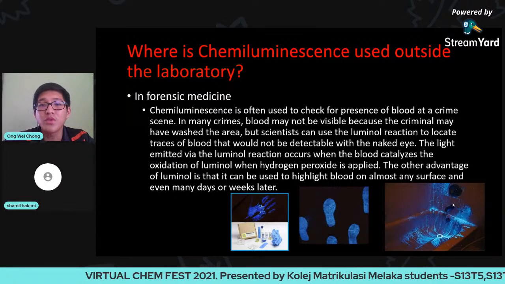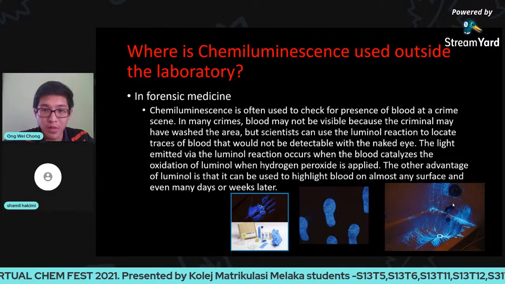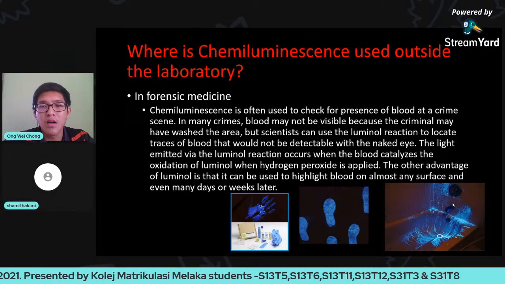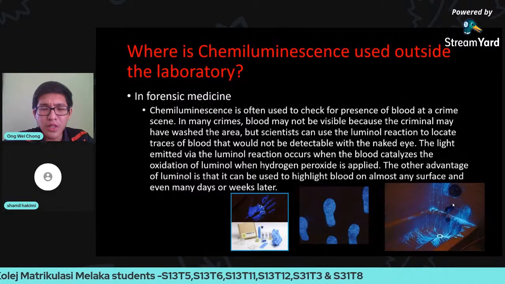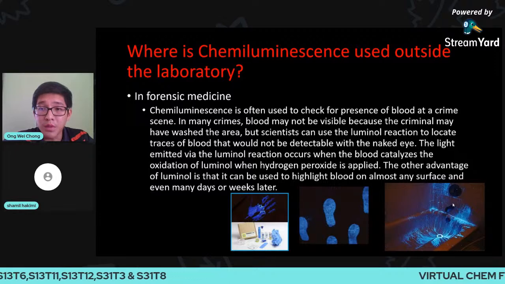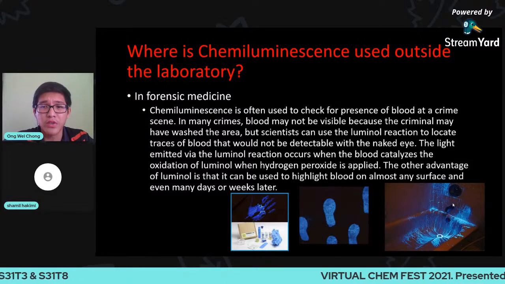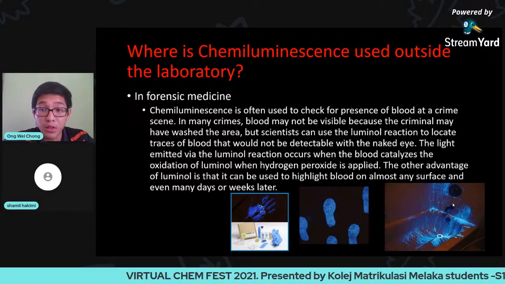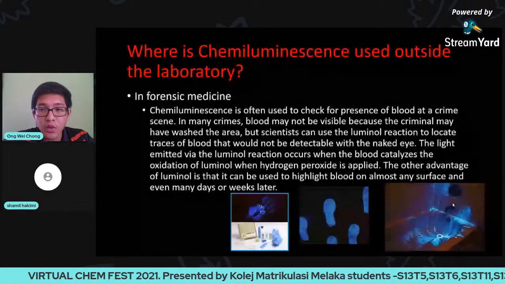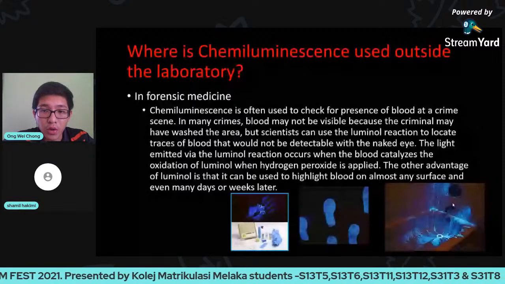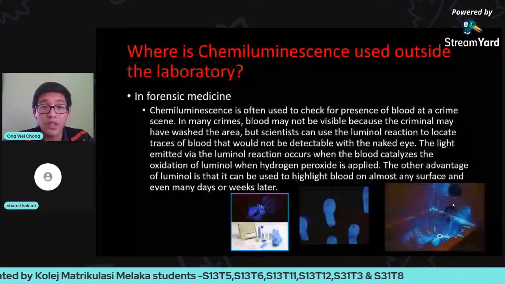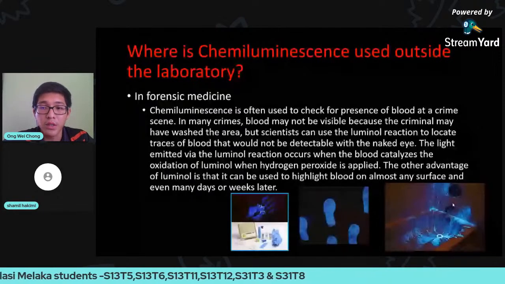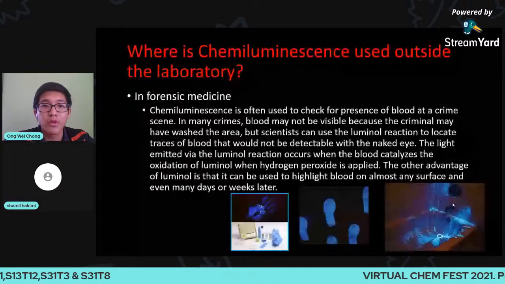Chemiluminescence is often used to check for the presence of blood at the crime scene. This is because the criminal will wipe out the blood, and it may not be visible because they wash the area. So the scientists can use the luminol reaction to locate traces of blood that will not be detectable with our naked eyes. The light emitted via the luminol reaction occurs when the blood catalyzes the oxidation of luminol when hydrogen peroxide is applied. Then we will show a video about forensic medicine.